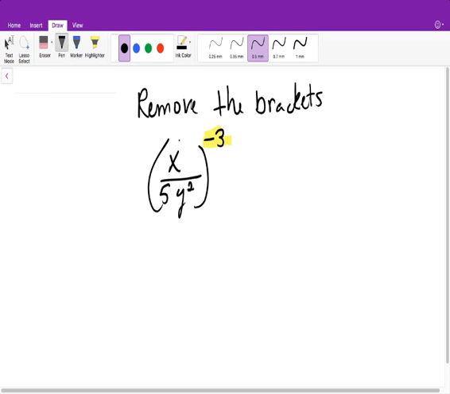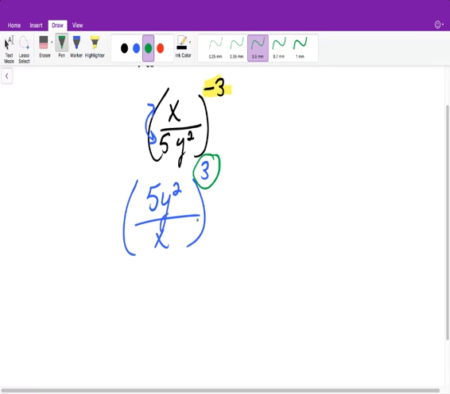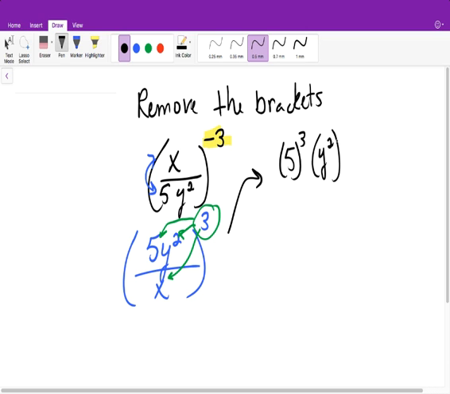And remember, when we do that, we need to take the reciprocal. So whatever was in our numerator, we need to write in our denominator and vice versa. So it becomes 5y squared over x. And by taking this reciprocal, that power now becomes positive. And now we take that power and distribute it to every single variable or coefficient that we have within our fraction. So this then becomes 5 to the third power times y squared to the third power over x to the third power.